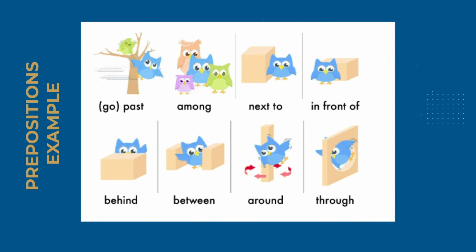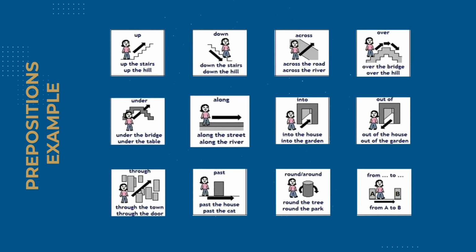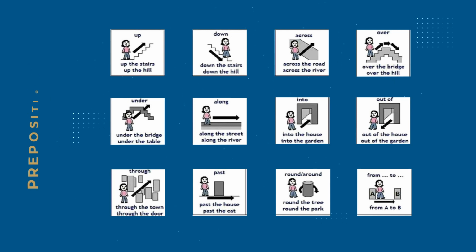We can also see some more pictures to make it more clear. If you see the pictures, you will see how it expresses going up or coming down, across the road, over the bridge, under the bridge, along the street, into the house, out of the house, through the town, past the house, round the tree, from A to B.